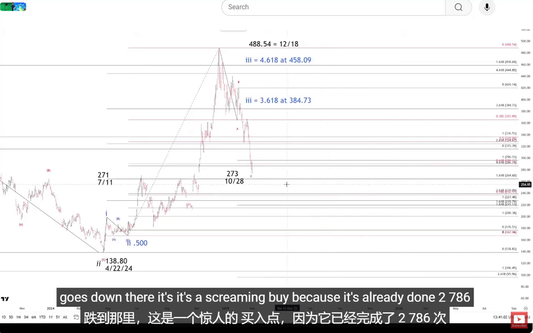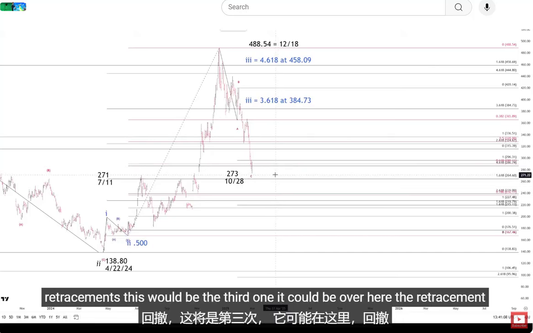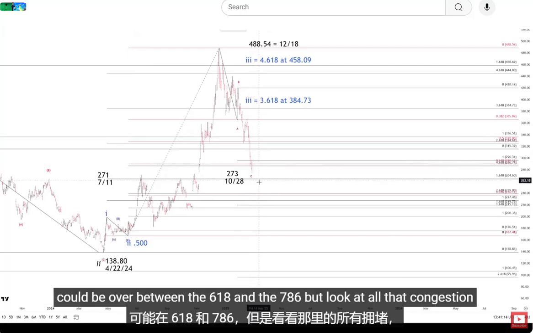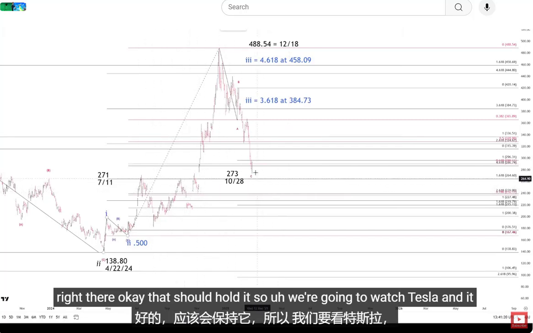If this goes down there, it's a screaming buy because it's already done two 786 retracements. This would be the third one. It could be over here. The retracement could be over between the 618 and the 786. But look at all of that congestion right there. Okay, that should hold it.